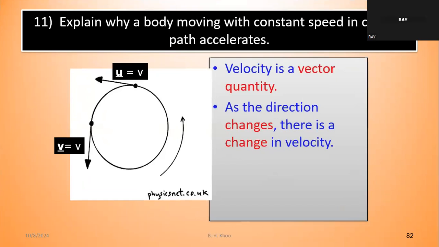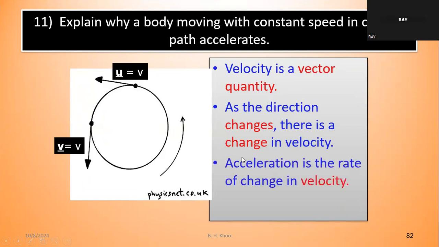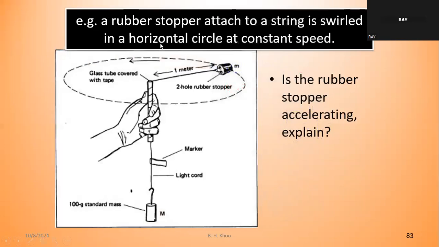So remember, when it moves in a circular path or in a curve, the body accelerates even if the speed is constant. Remember that velocity is a vector quantity. As the direction changes, there is a change in velocity. As long as there's a change in velocity, whether in magnitude or direction, it accelerates. Acceleration is the rate of change in velocity. That's how we explain. That's the A2 work, where you can show circular motion.